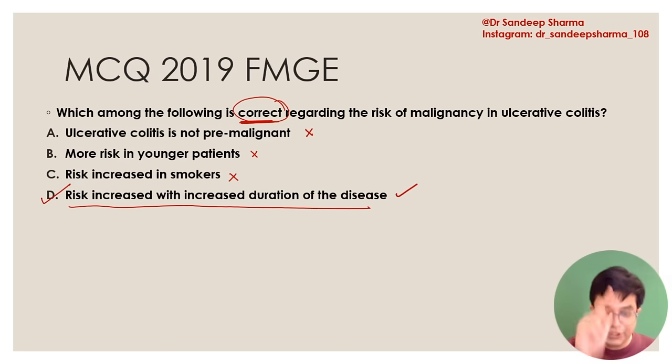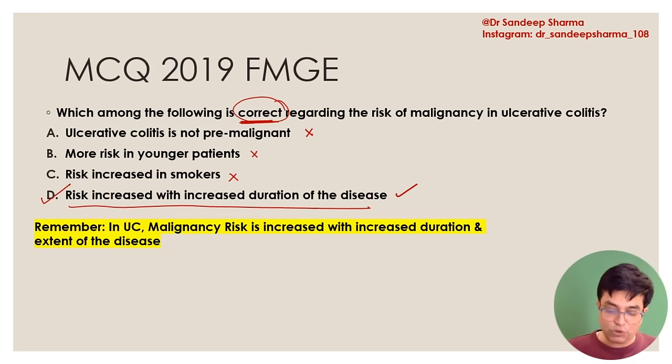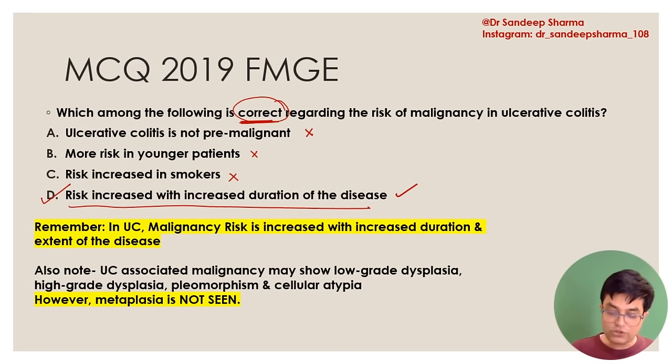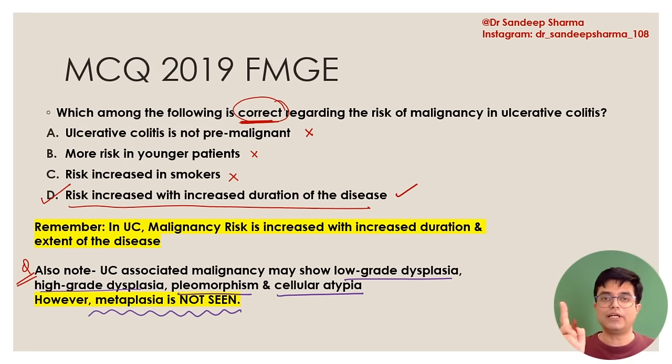What do we need to remember? Remember this point, that in ulcerative colitis, malignancy risk is increased with increased duration as well as extent of the disease. Also note that there is a past MCQ on this: in ulcerative colitis associated malignancy in the colorectal region, what can happen? Low grade dysplasia can happen, high grade dysplasia can happen, pleomorphism in tumor cells can happen, cellular atypia can happen, but metaplasia does not occur. Remember that there is no metaplastic change seen in ulcerative colitis associated malignancy. It's a past MCQ point. You will find it in the past papers.